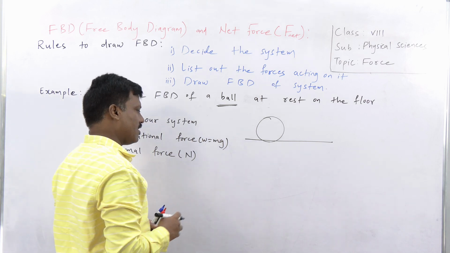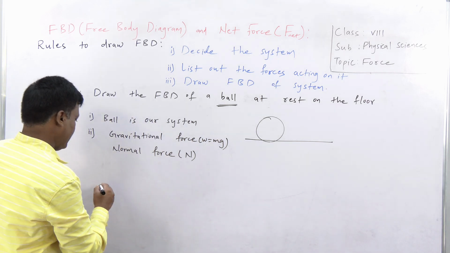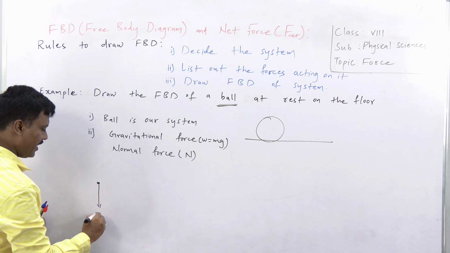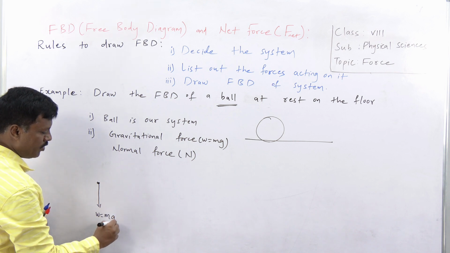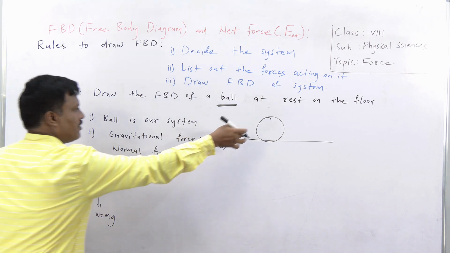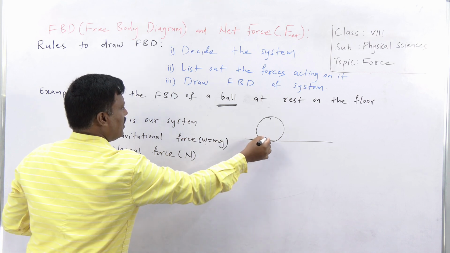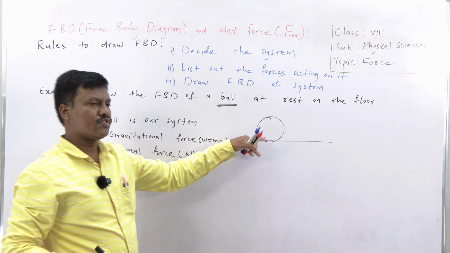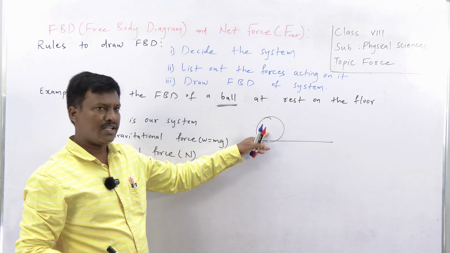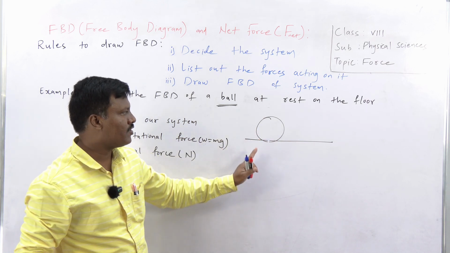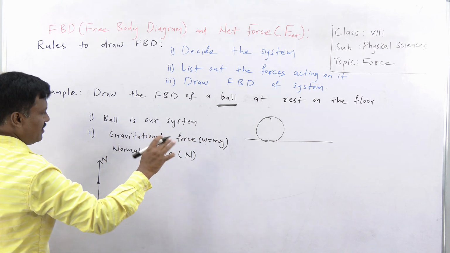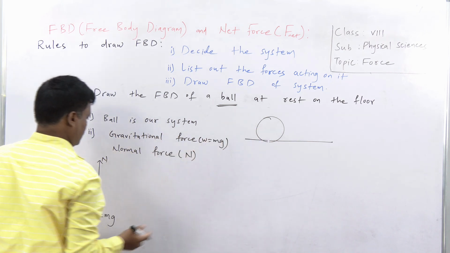Now we have to draw the free body diagram. See, this is the ball. Gravitational force is acting towards down. One force is acting, gravitational force towards down. The other force acting is normal force towards up. Gravitational force is due to earth. Normal force is due to the floor. This floor exerts normal force because there is a contact between the ball and the floor.